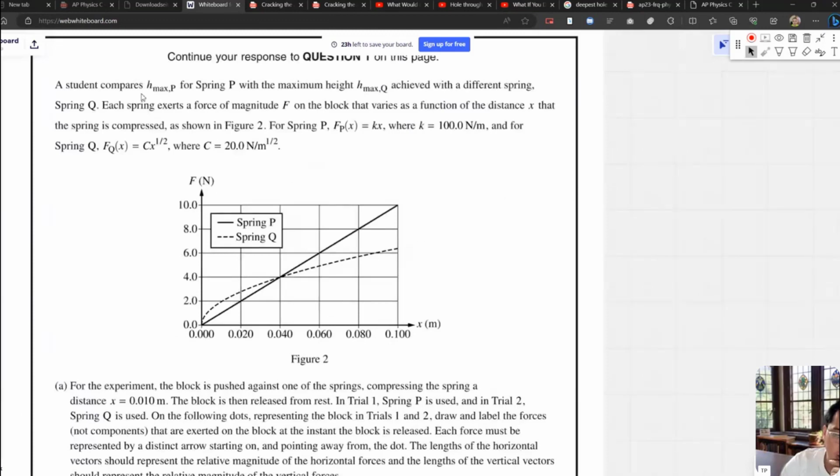The student compared the h max for spring P with the maximum height achieved with a different spring, Q. Each spring exerts a force of magnitude F on the block that varies as a function of the distance x the spring is compressed, as shown in Figure 2. For spring P, the force F_P is proportional to kx, therefore the graph of spring P is a straight line, where k is 100 newtons per meter. For spring Q, it follows the law of half the square root of x, and therefore it's a curve like this. Okay.